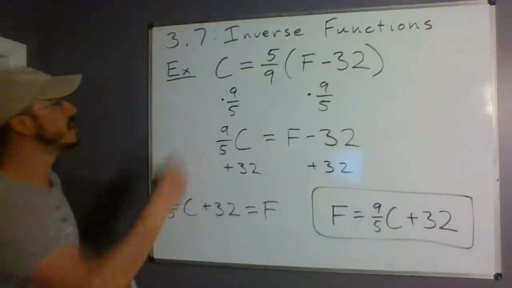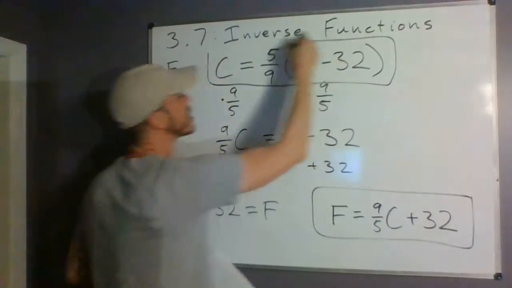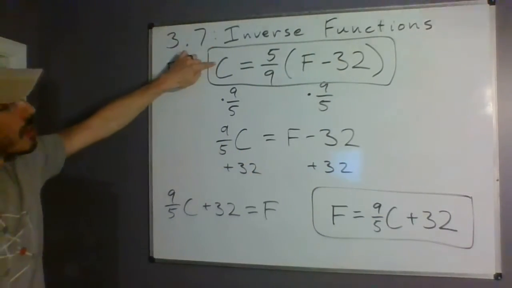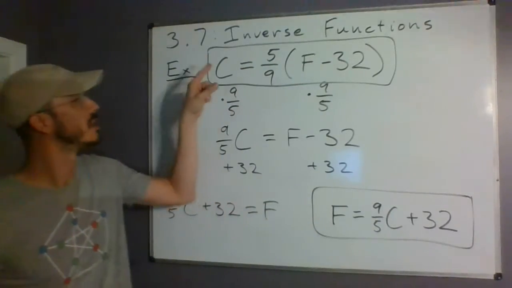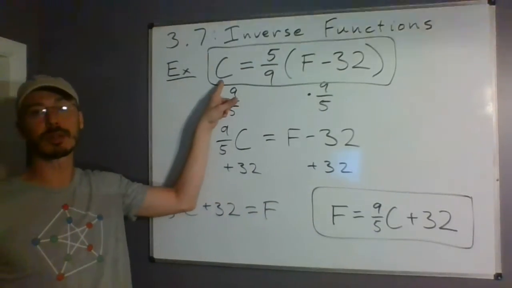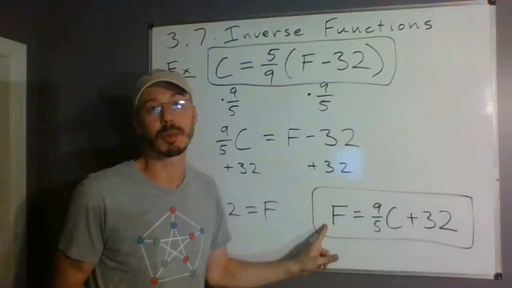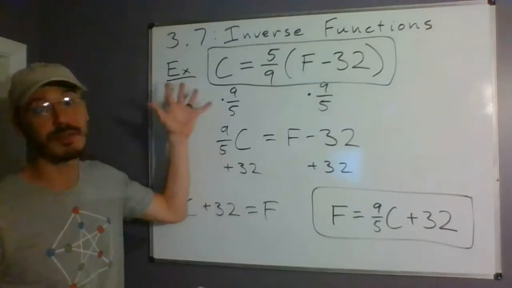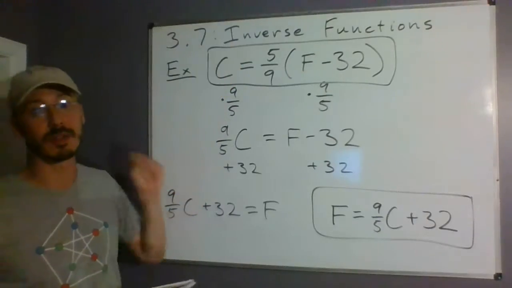So these two have this special relationship that we're looking at in this section. These two are inverse functions of each other. This one gives the Celsius temperature. This one gives the Fahrenheit temperature. They're really the same relationship. It's just, if I think of them as functions, they're inverses.